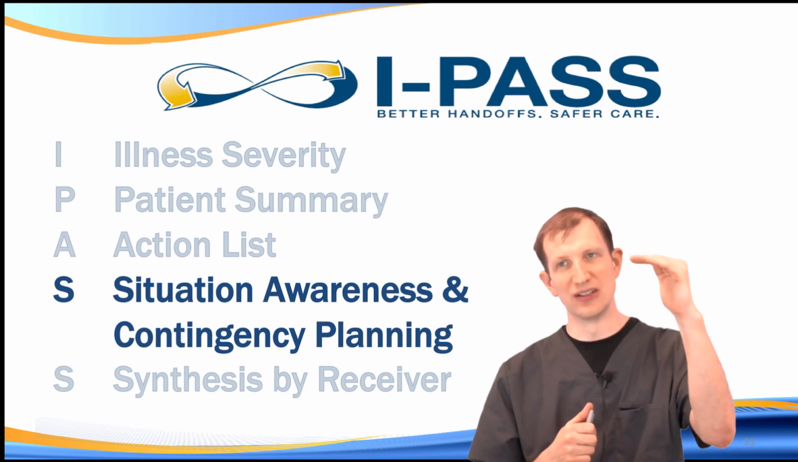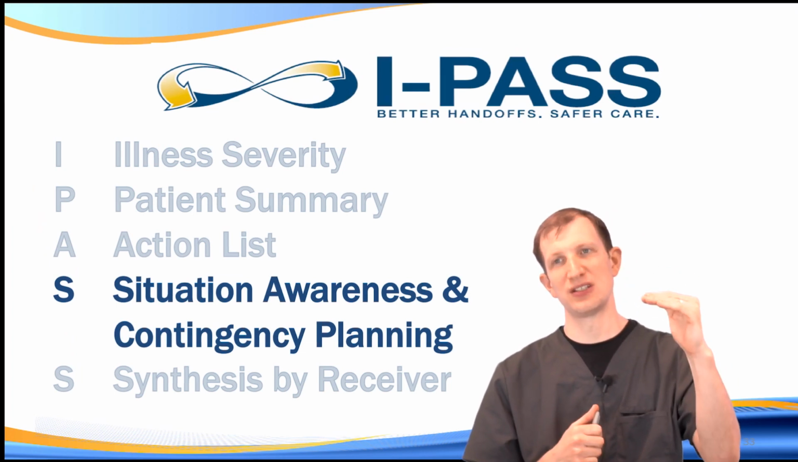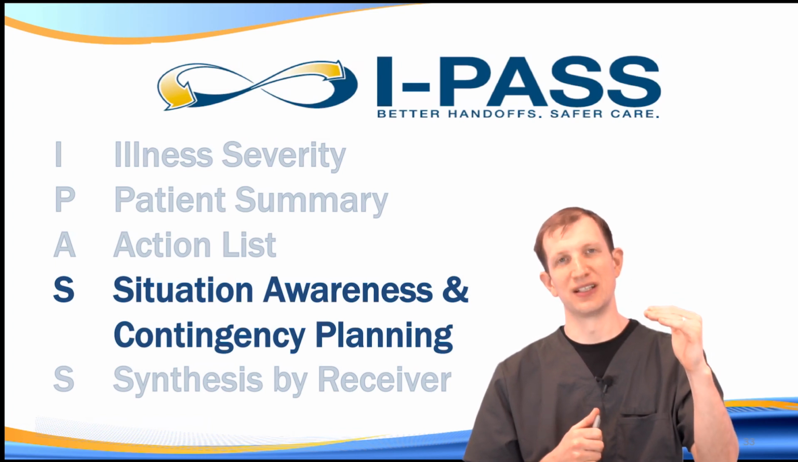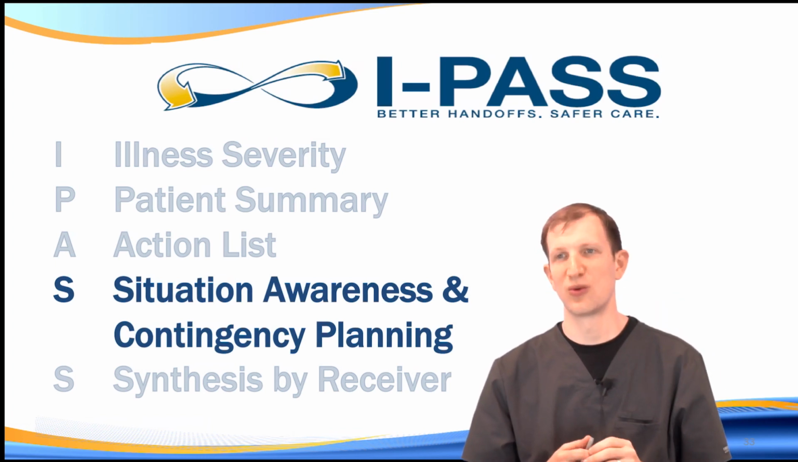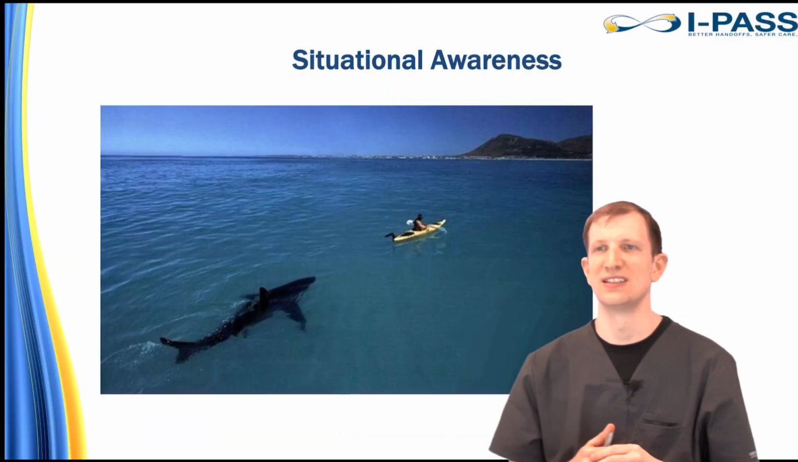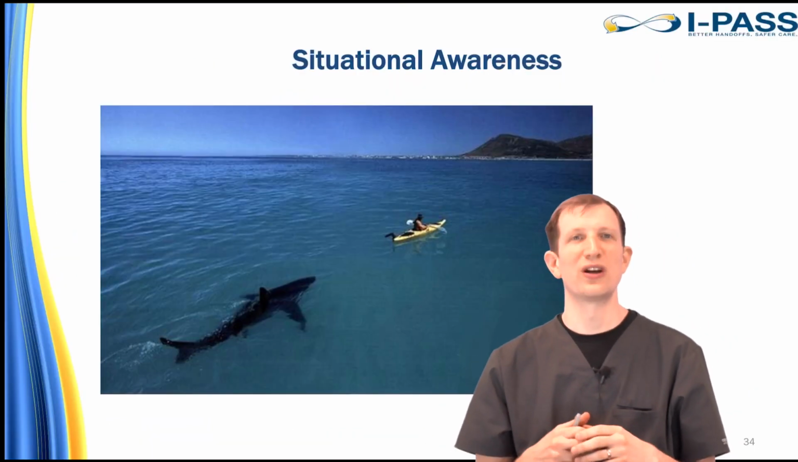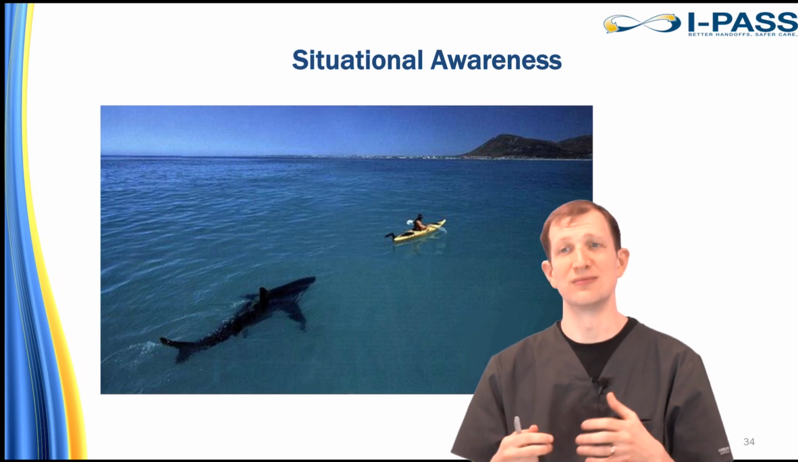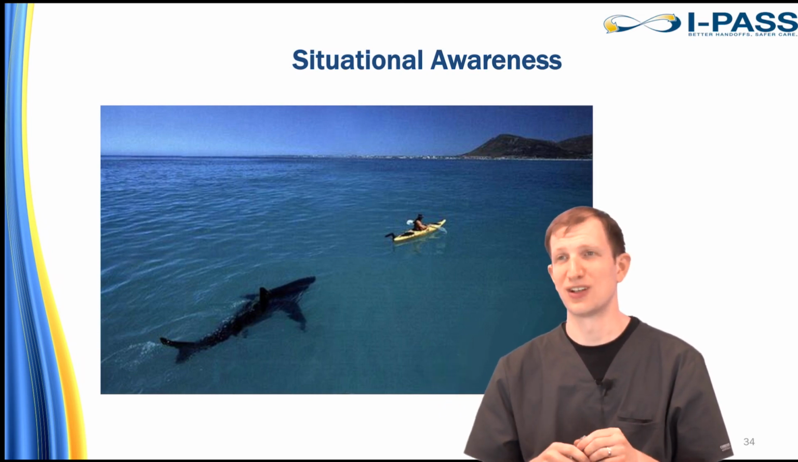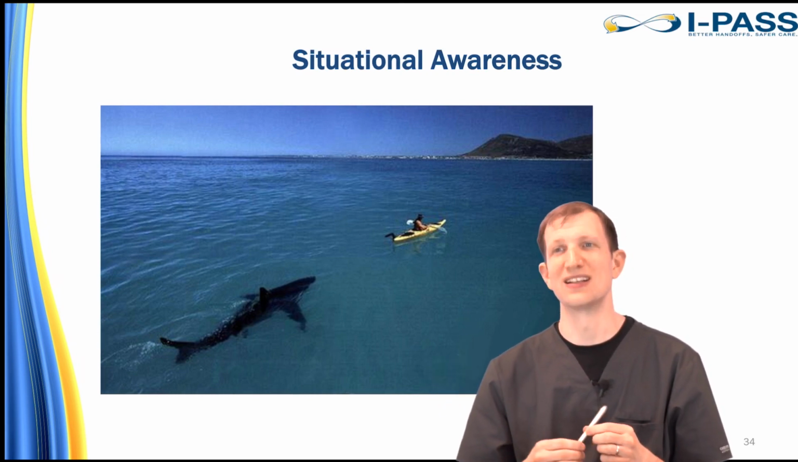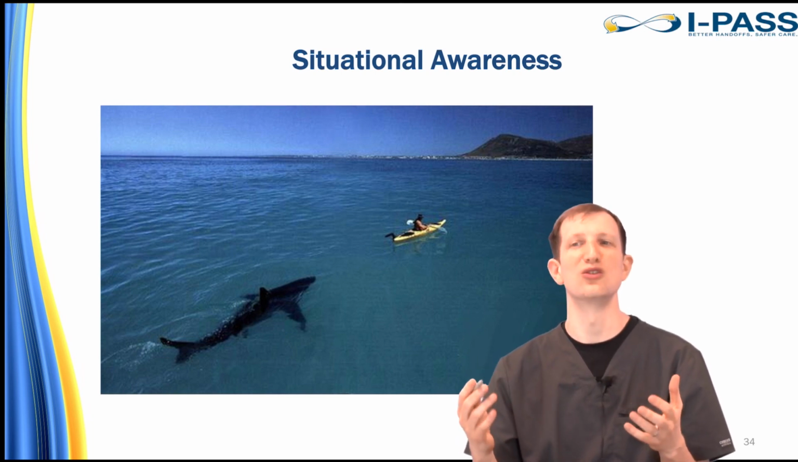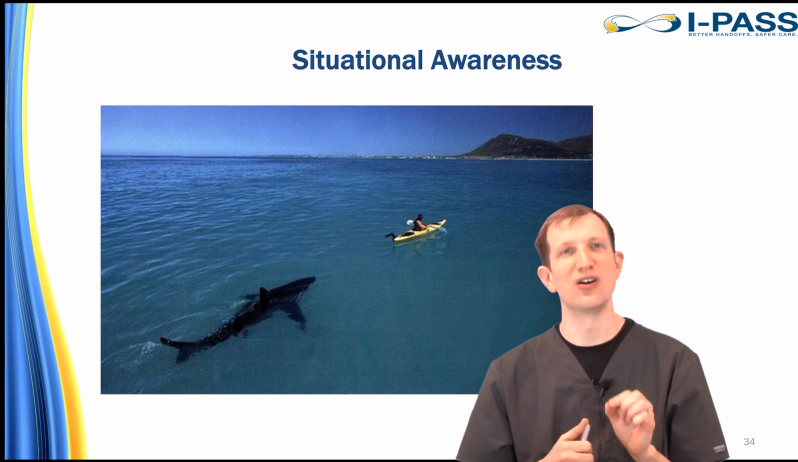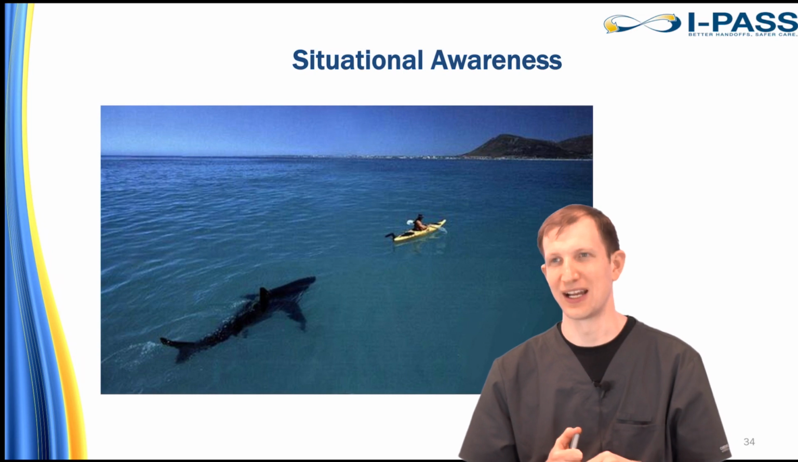All right, so illness severity, patient summary, action list. Next is situational awareness and contingency planning. Situational awareness is really quite simply being aware of what's going on around you. So this kayaker is out for a nice time, but is not quite aware of what's looming behind them. We don't want your colleague to be that kayaker.